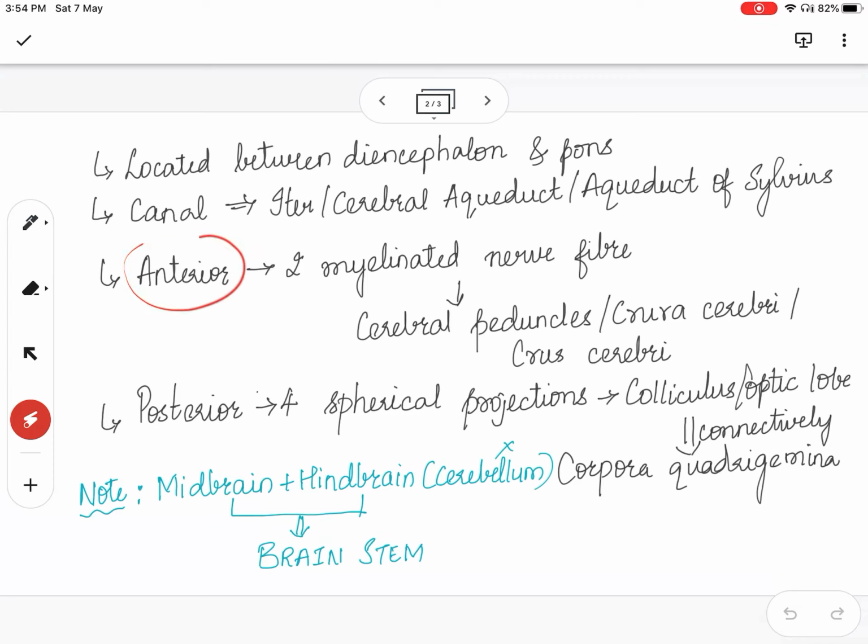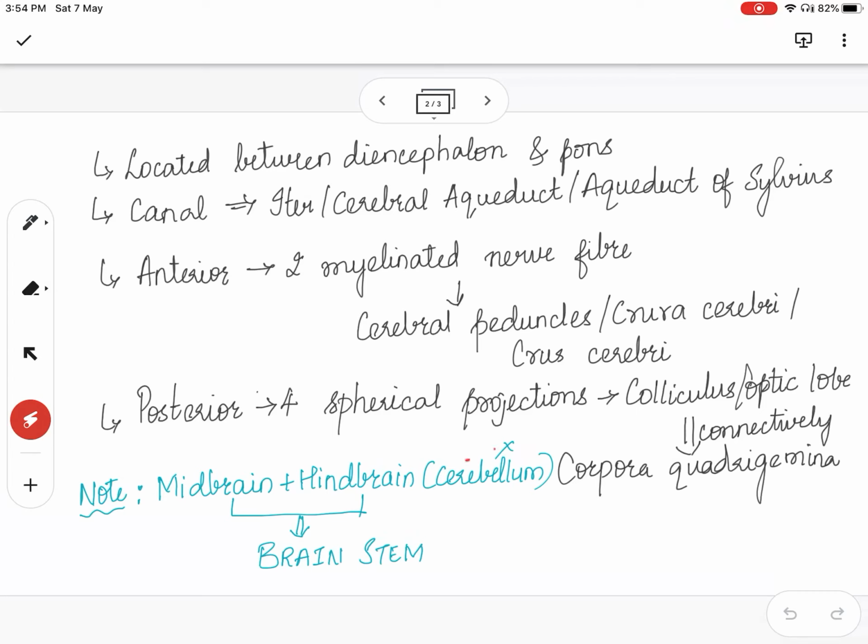Similarly, on the anterior portion, as I already mentioned, there are two myelinated nerve fibers, which I had drawn using green color over there. They are called cerebral peduncles or crura cerebri or crus cerebri. Whereas in the posterior one, how many projections did I mention? Four. So they are called colliculus because the superior ones are the upper ones, and the inferior ones are the lower ones. They are the colliculus, also known as optic lobe. Connectively together they are called what? Corpora quadrigemina. Okay, this is the transverse section information of the midbrain.